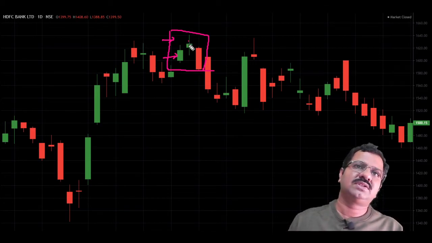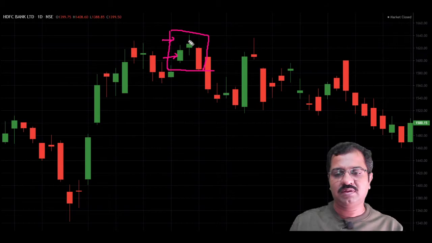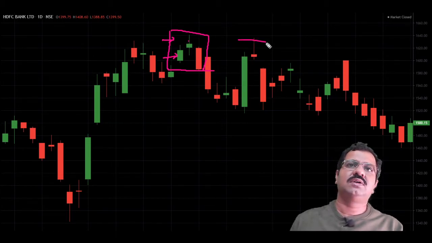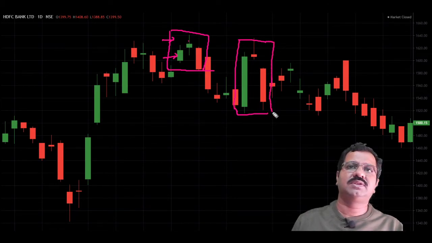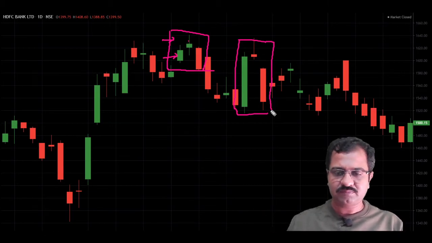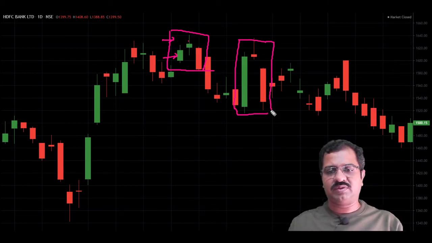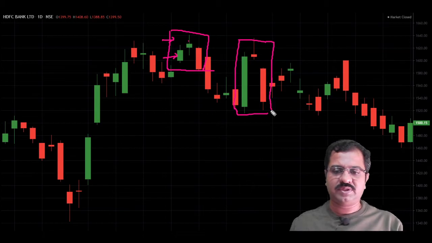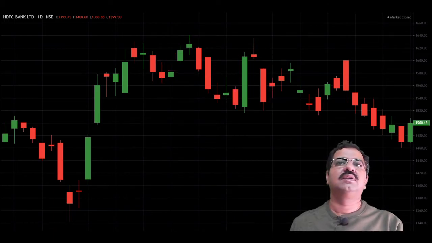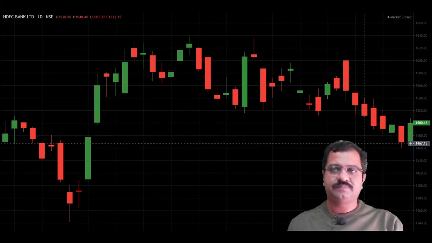Generally, if this candle is a small doji, it is more effective. Okay, this is also a type of evening star only. A bullish candle forms, then a small, indecisive candle forms, and then a bearish candle forms. This is evening star. Okay, we'll try to find if we can see any morning star here.